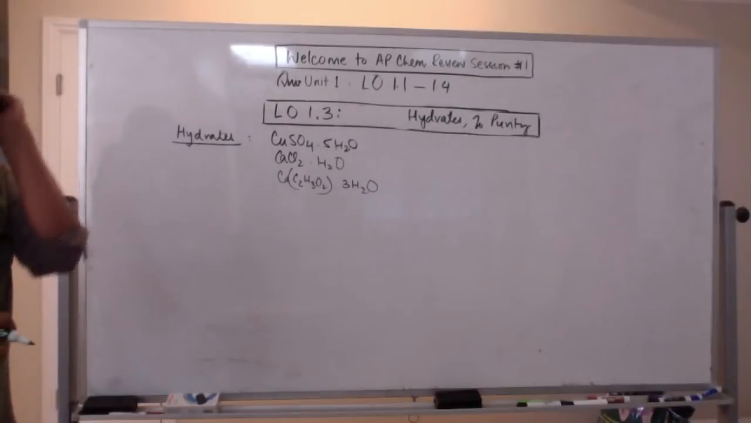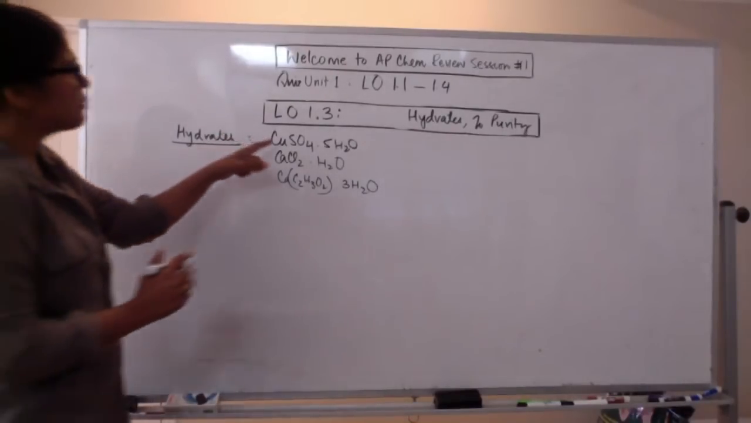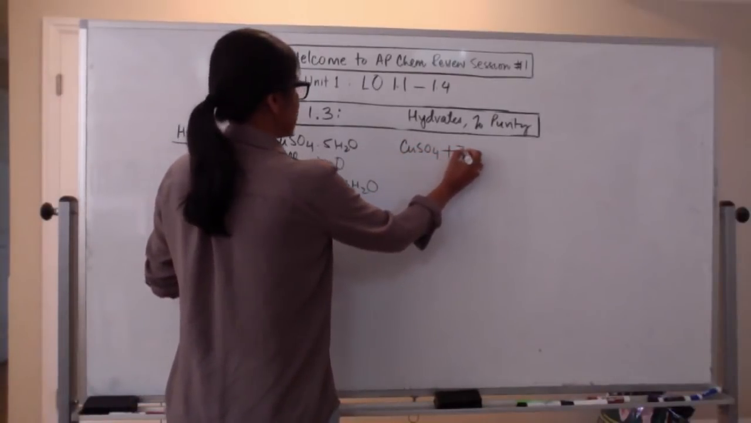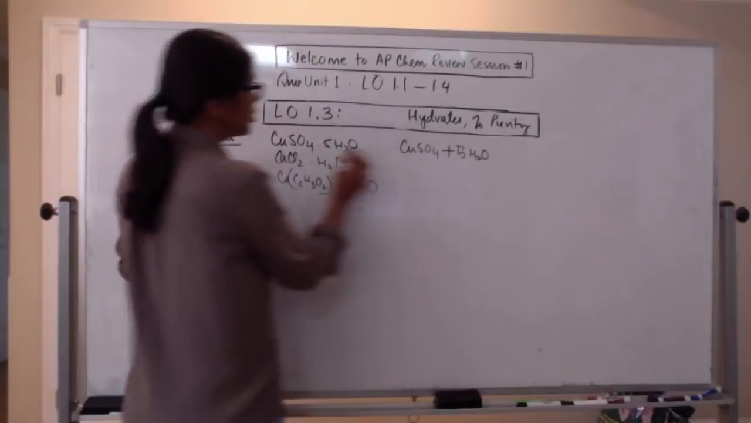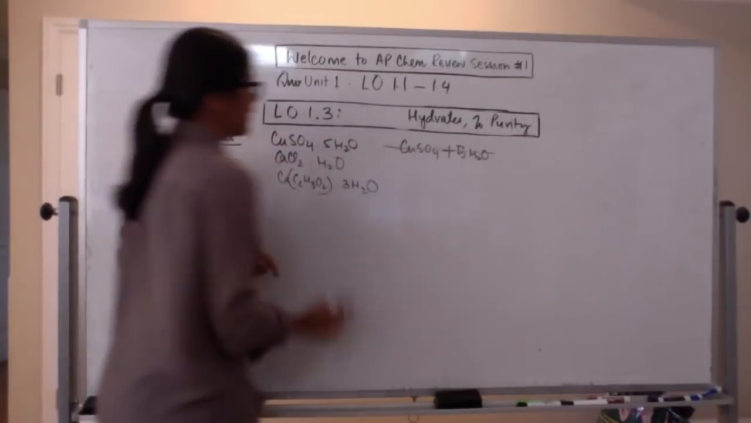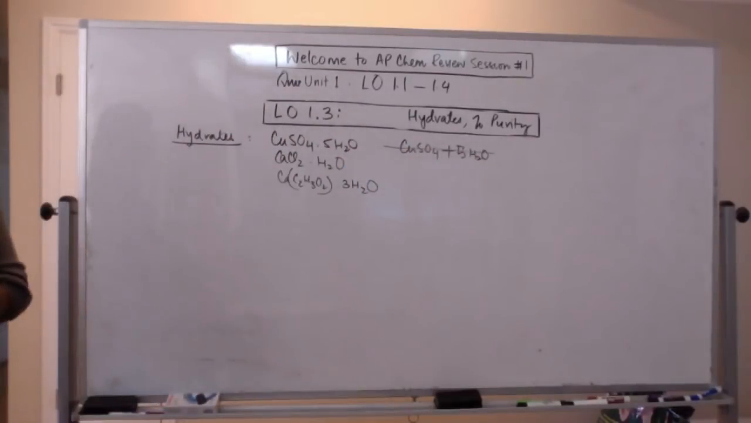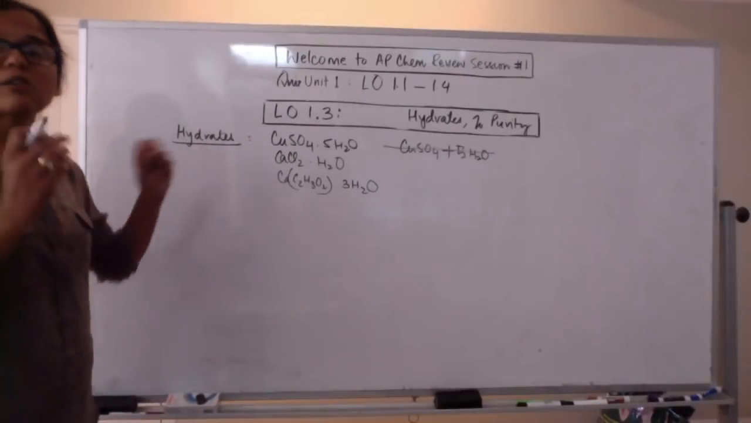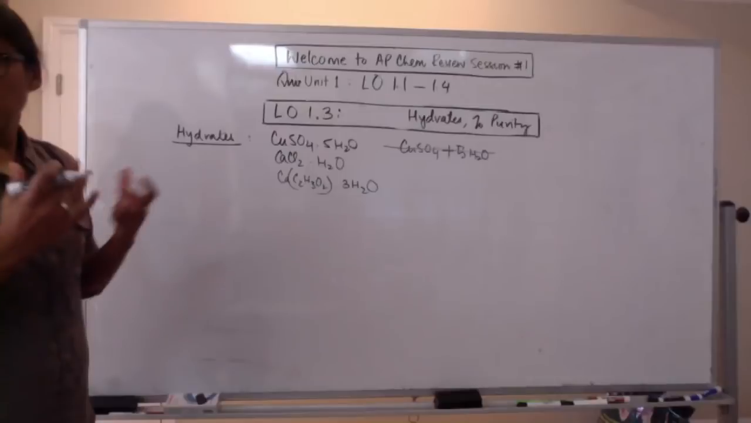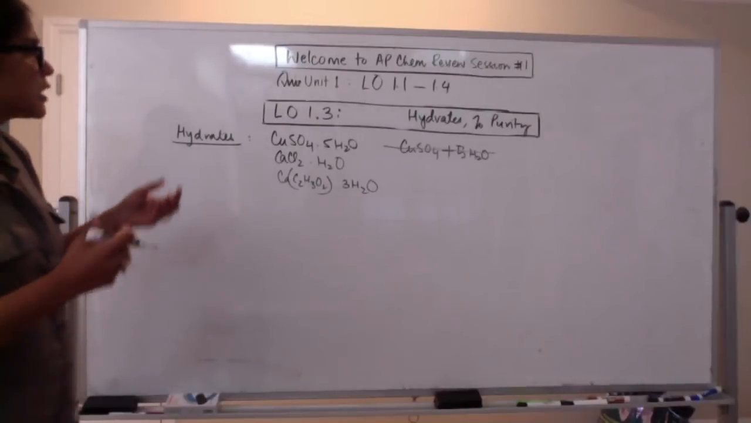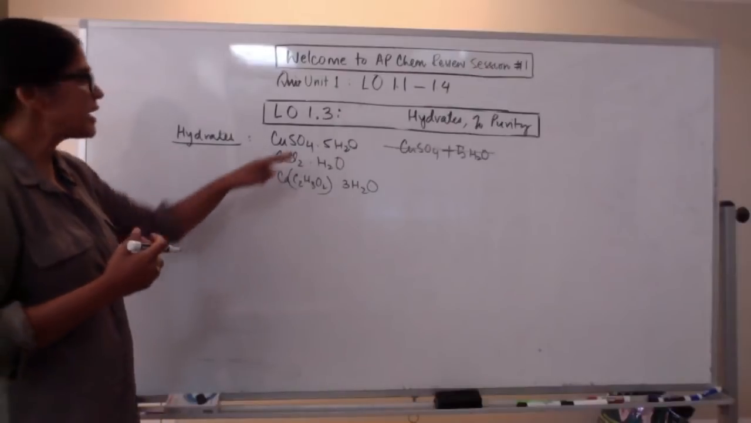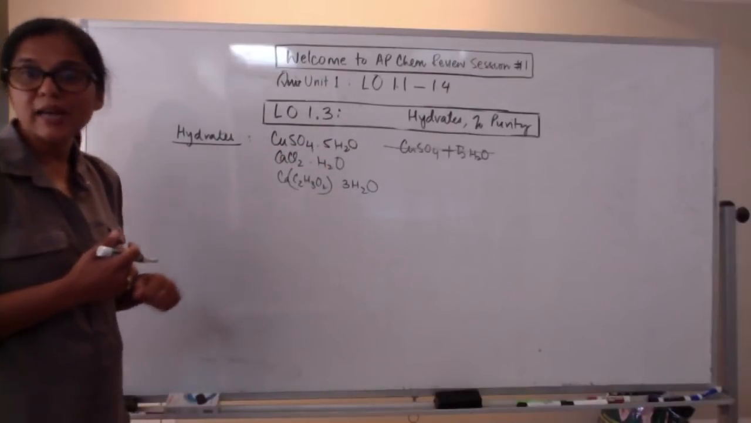So I did grade your formative assessments. A couple of you are writing hydrates as CuSO4 plus 5H2O, but we don't write it like that. We still write it as dot 5H2O. Hydrates are ionic compounds. They're always solid unless you dissolve them in water.